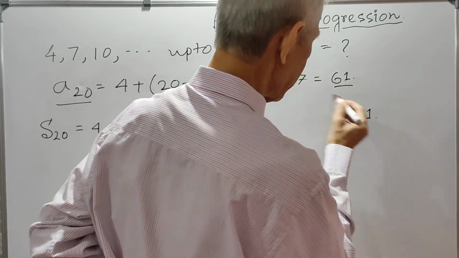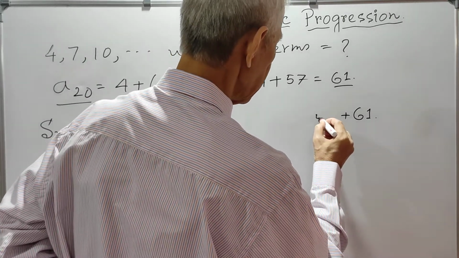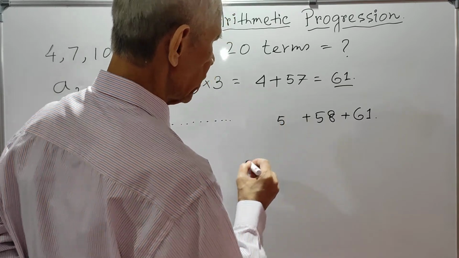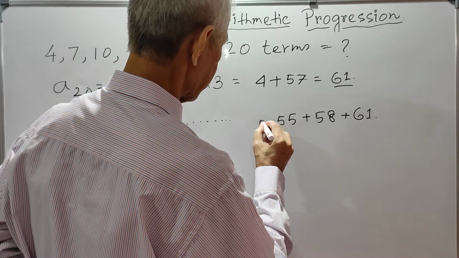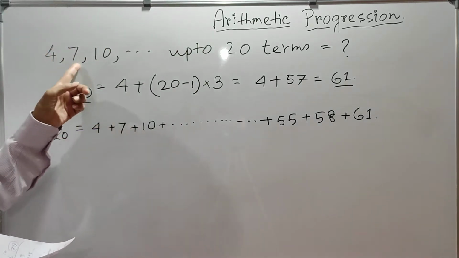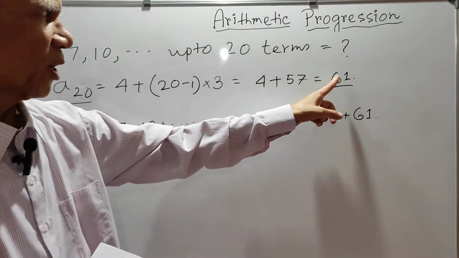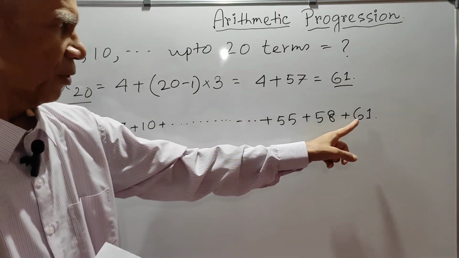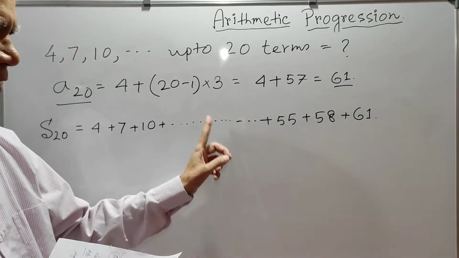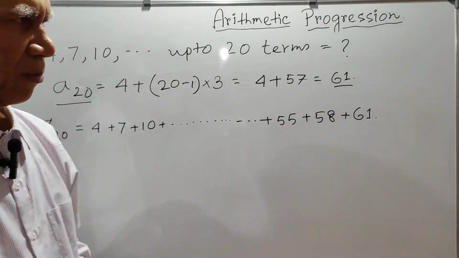Now what will be the term before 61? It will be less by 3. That means 58. And what will be the term before 58? 55. So in the beginning you have to write 3 terms, 4, 7, 10, and at the end also you have to write 3 terms. 61 is the last term, the 20th term. Before 61, 58, before 58, 55, before 55, 52, like that. So 55 plus 3, 58, 58 plus 3, 61, because 3 is the common difference, isn't it?